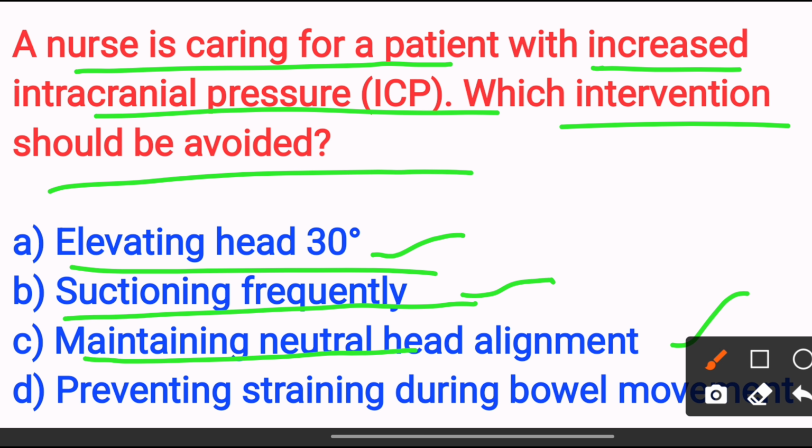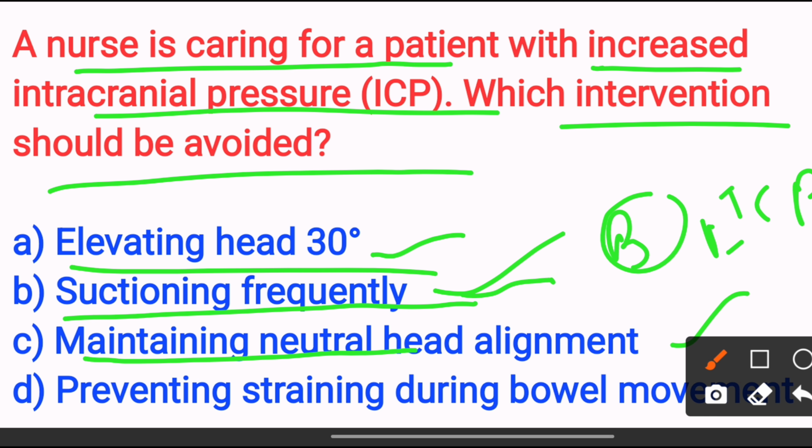The answer is option B, suctioning frequently, because if you are suctioning frequently, the ICP will be increased. Suction should be done only when necessary, but if you are doing suction frequently, it will cause increased ICP. So the answer is option B. Next.